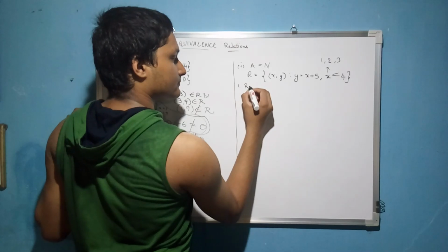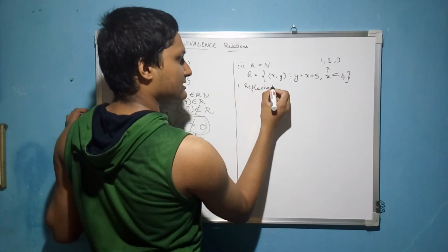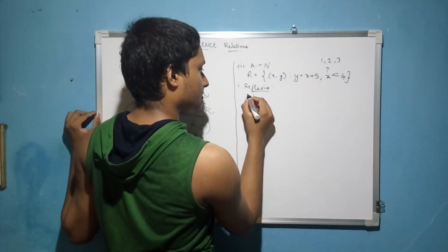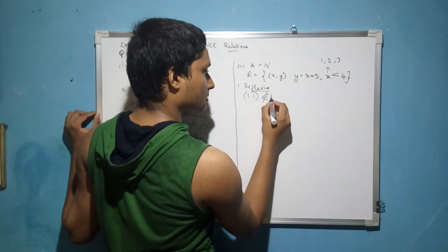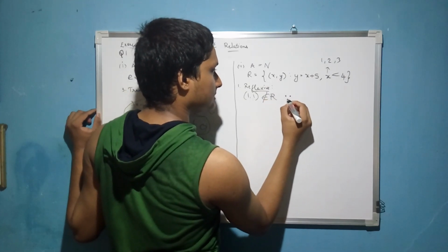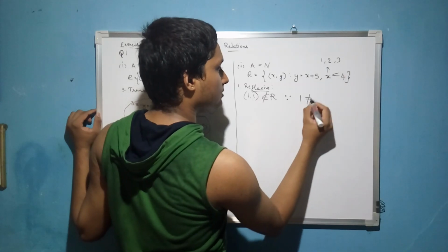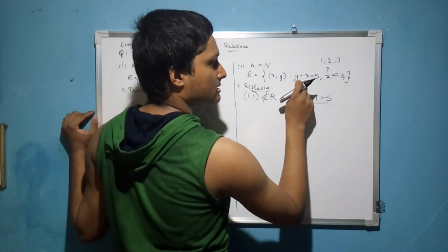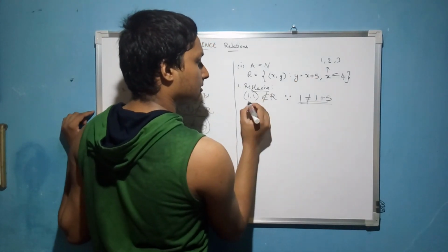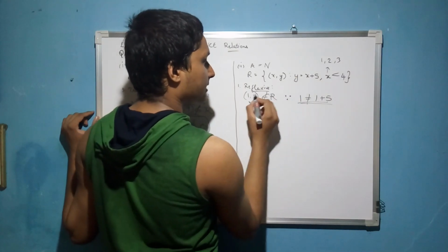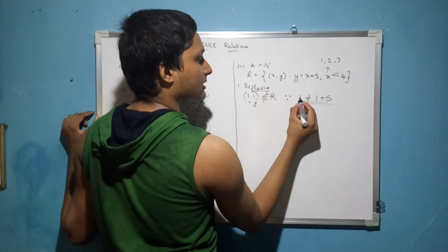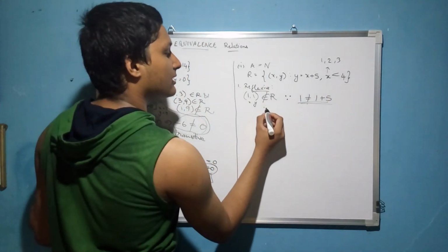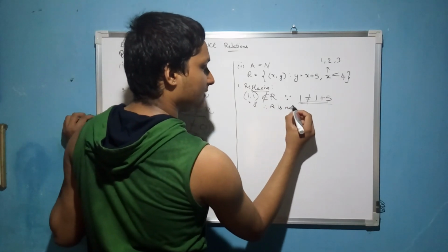So first one is reflexive. Let me give a counter example and just explain this. I'll take (1, 1). (1, 1) doesn't belong to R because 1 is not equal to 1 plus 5. Why did I write this? This is based on this equation, (x, y). Where y is there, I am applying 1, and where x is there, I am applying 1. 1 is equal to 1 plus 5, but that is not equal, so I am writing not equal to. Therefore, R is not reflexive.